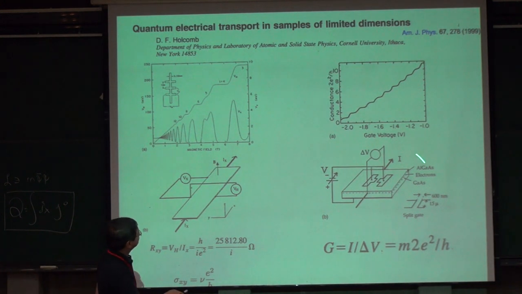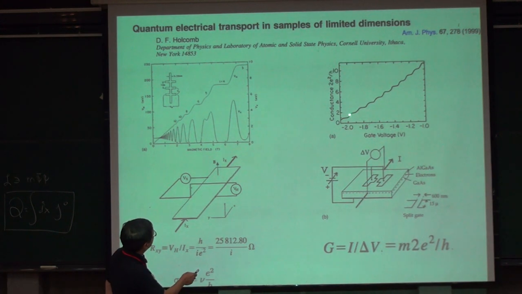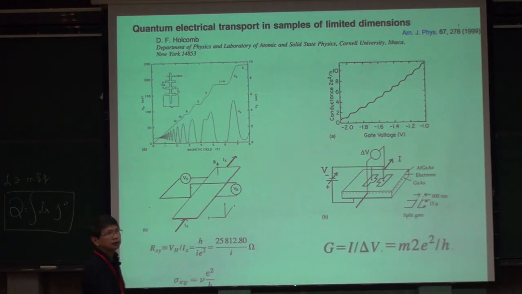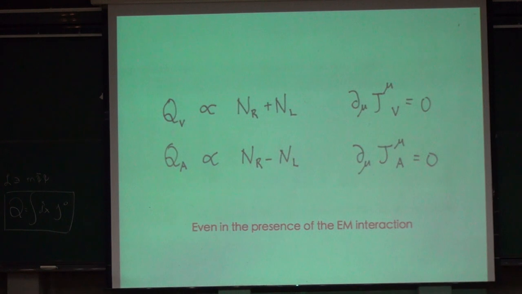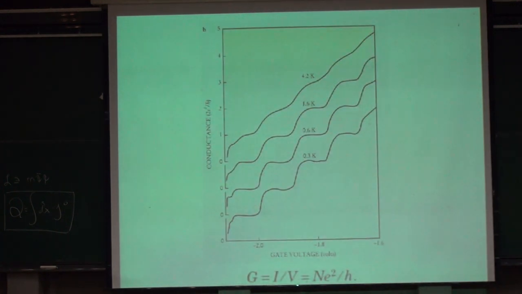similar system. Okay, the physics is the same. So conductance in units of 2e squared over h. And you can change the so-called gate voltage. Okay, never mind what it means. So the data shows stepwise behavior. So it is 2e squared over h times an integer. Now, how do you explain this? We would like to explain this.